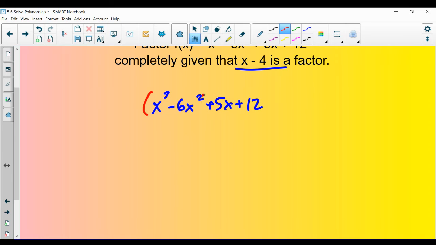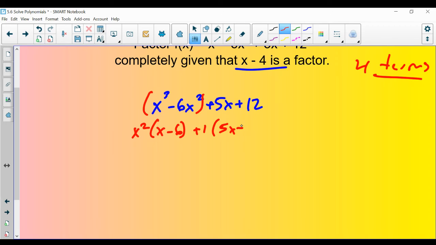And if we were to factor this by grouping, because that's what I've told you to do if you have 4 terms, right? Try factoring by grouping. These have an x squared in common, and when you take out an x squared, you get x minus 6. And these don't have anything in common, so then it would be plus 1, and then in parentheses you'd have 5x plus 12. Because these don't match, you can't factor this by grouping, so you would have been stuck.